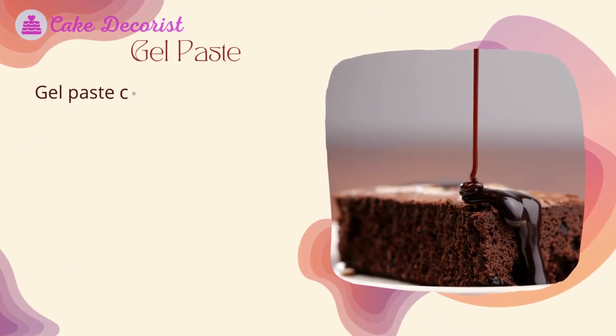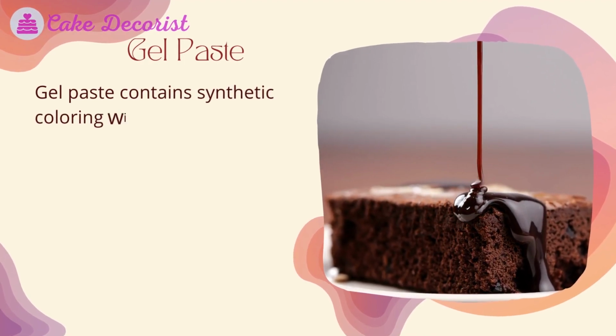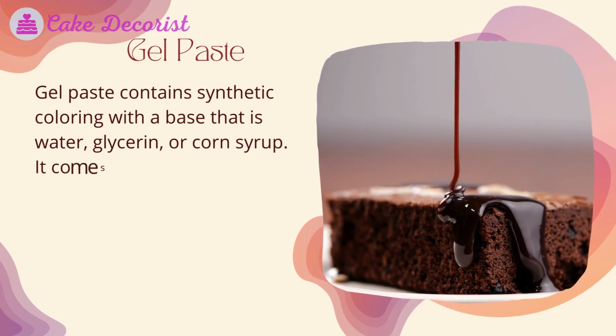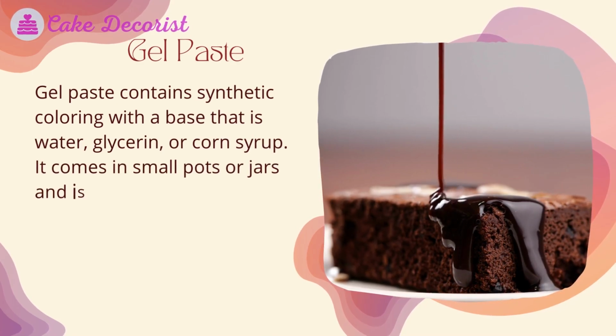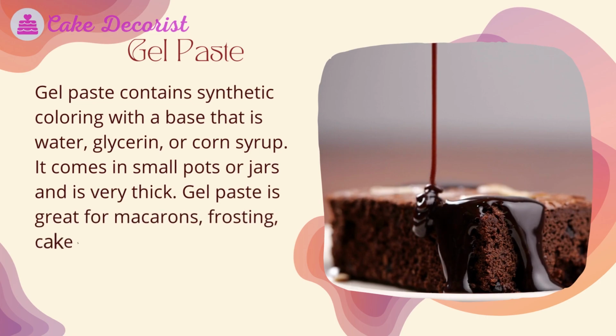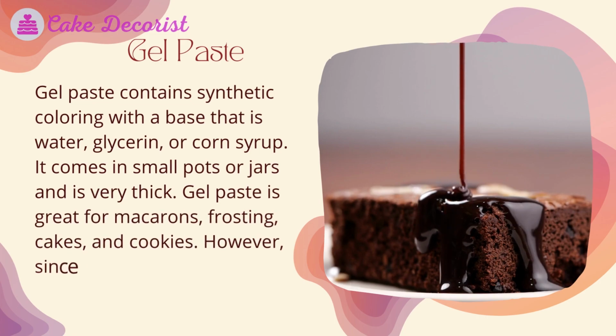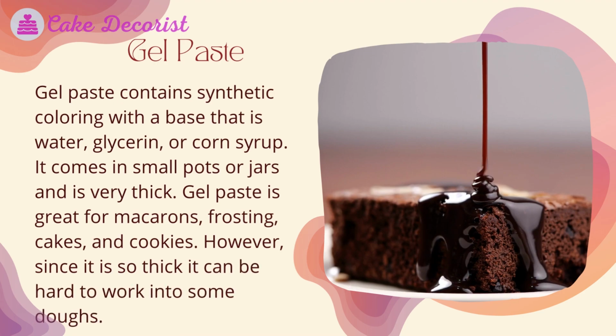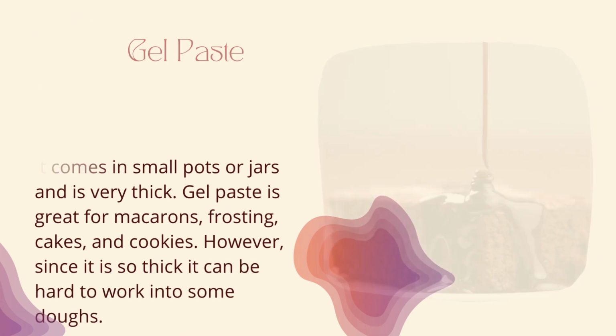Gel paste. Gel paste contains synthetic coloring with a base that is water, glycerin, or corn syrup. It comes in small pots or jars and is very thick. Gel paste is great for macarons, frosting, cakes, and cookies. However, since it is so thick, it can be hard to work into some doughs.